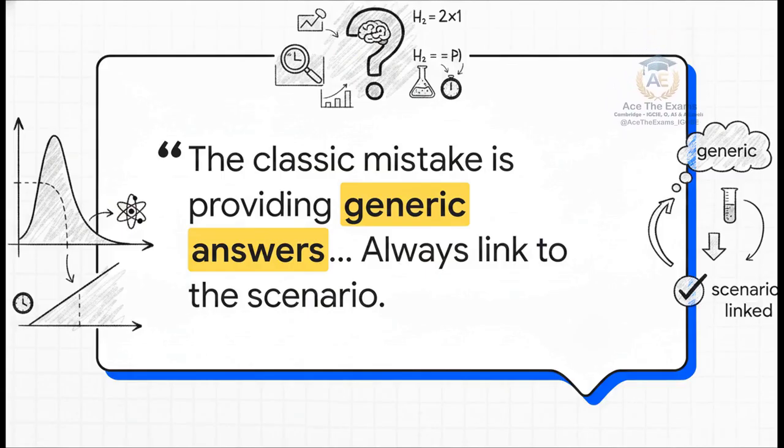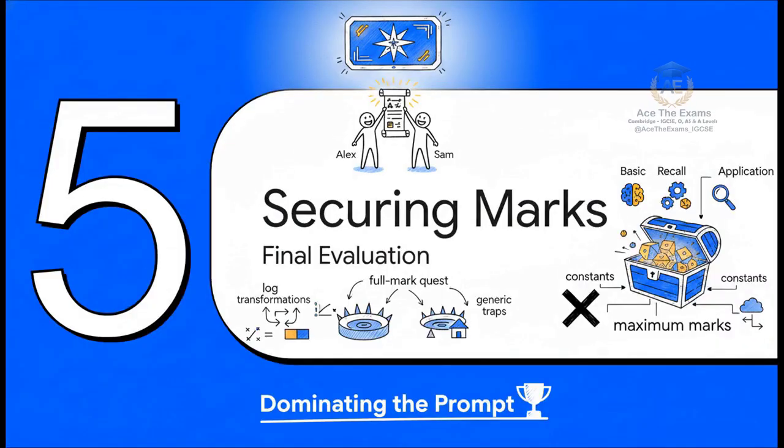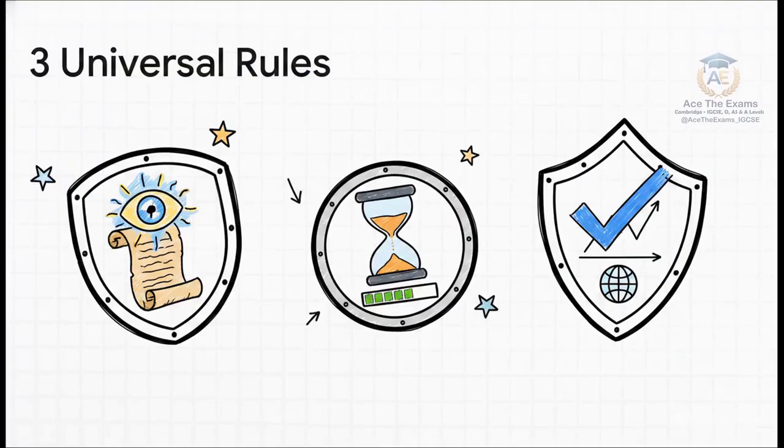It's really that simple. Section 5, Securing Maximum Quest Marks. Let's look at the final victory screen. To make sure you replicate this successful full-mark quest in your actual exam, you just need to follow these 3 universal rules. Rule 1, the pre-quest question scan. Before you write anything, decode those command words. Decide immediately if you're dealing with a power function or an exponential function, so you know exactly which logarithmic transformation path to take.